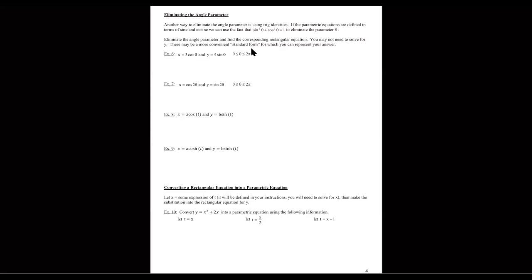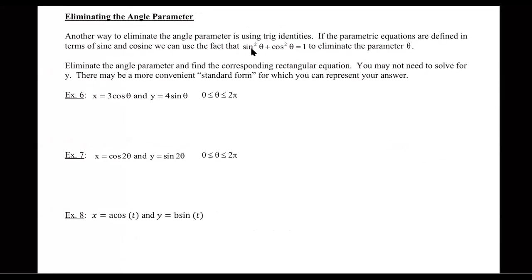Last class, we talked about a couple of different ways to get from one form to the other, especially involving trig. And it really boiled down to one key concept: just grab a rule that you know to be true and use that to help you eliminate a parameter or introduce a parameter.